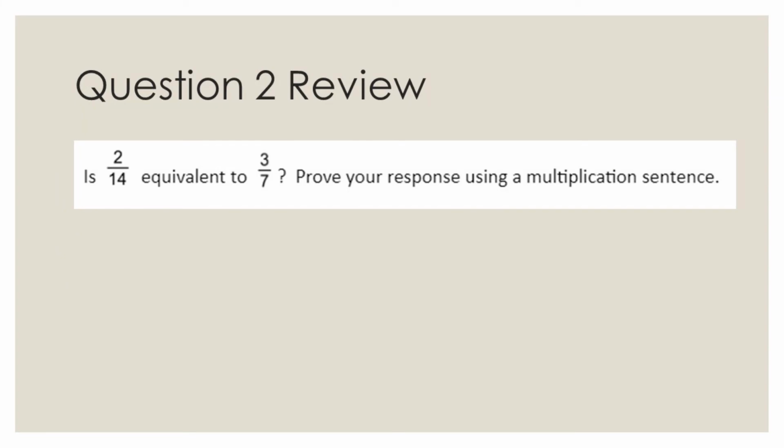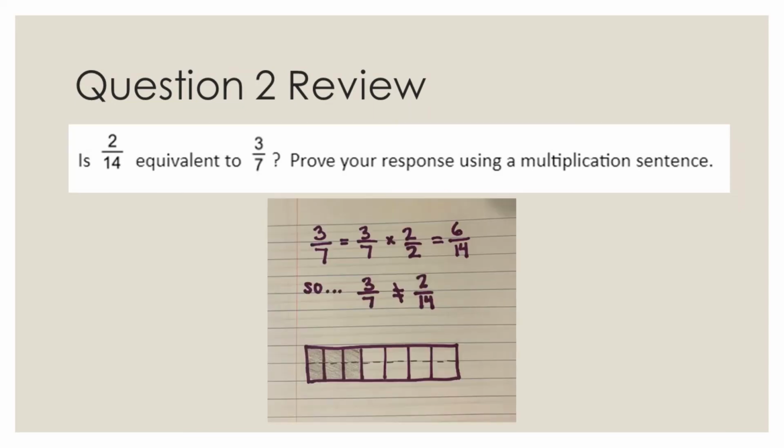Lastly, let's review the answer to question 2. Is 2/14 equivalent to 3/7? Prove your response using a multiplication sentence. To determine whether or not 3/7 is equivalent to 2/14, I considered the comparison between the numerators and the denominators. I noticed that 7 times 2 could get me 14. So I chose to multiply 3/7 by the fraction 2/2.